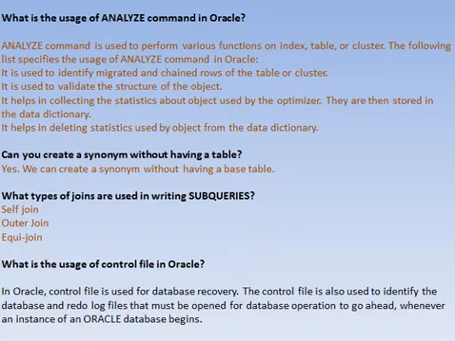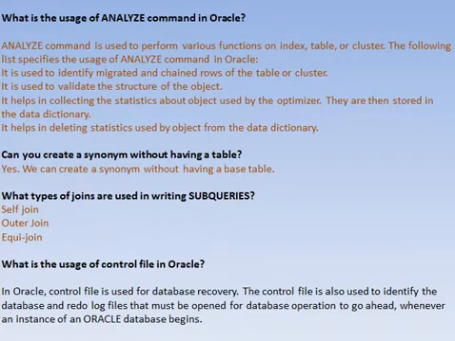What is the usage of Analyze command in Oracle? Analyze command is used to perform various functions on index, table, or cluster. The following list specifies the usage of Analyze command in Oracle. It is used to identify migrated and chained rows of the table or cluster. It is used to validate the structure of the object. It helps in collecting the statistics about the object used by the optimizer. They are then stored in the data dictionary. It helps in deleting statistics used by the object from the data dictionary.